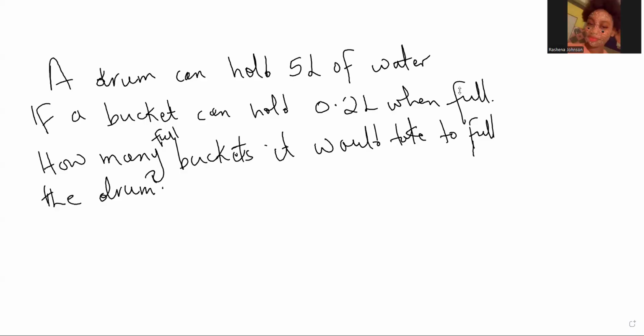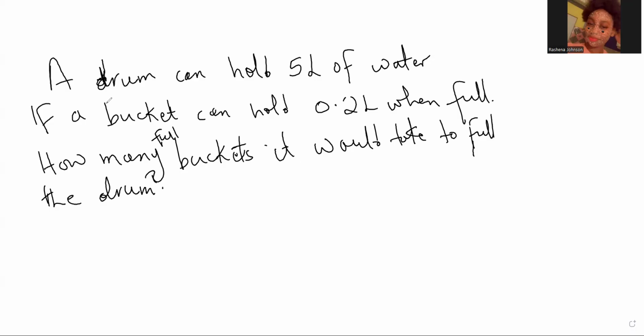So it says that word drum. A drum can hold 5 liters of water. If a bucket can hold 0.2 liters when full, how many full buckets would it take to fill the drum?